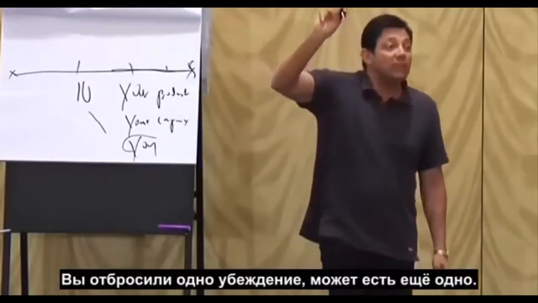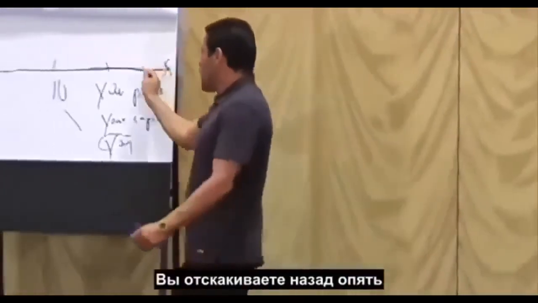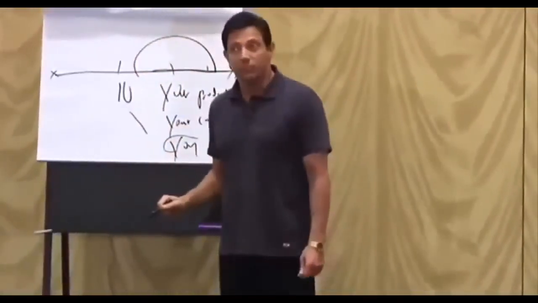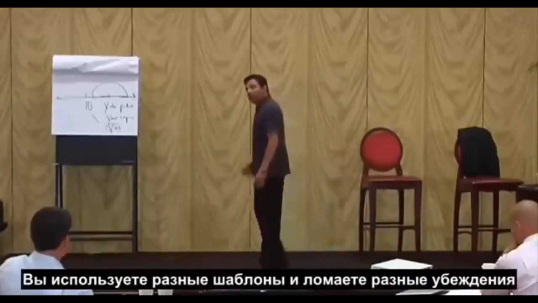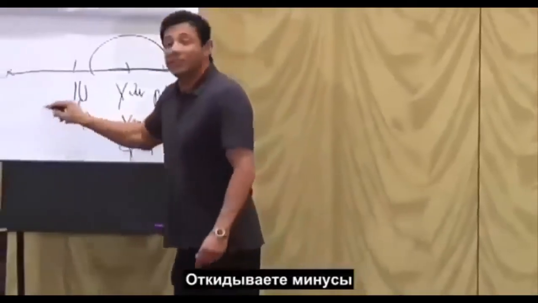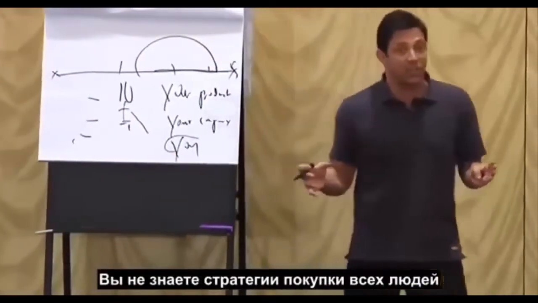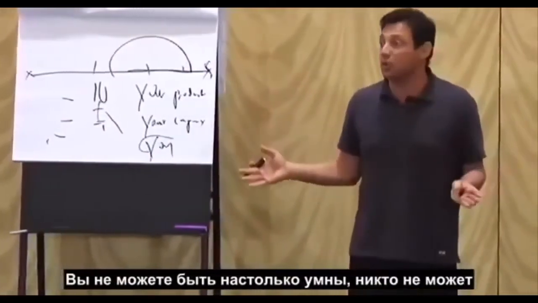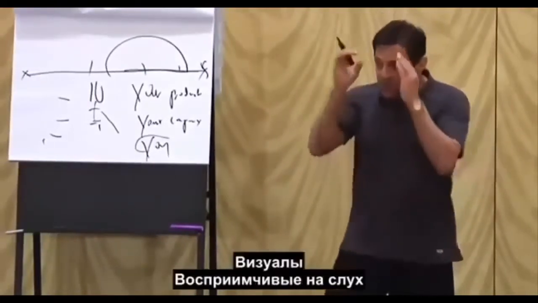You get it? Now that might have been one belief you knocked out, but maybe it's another. So what do you do? Very simple. You loop back again. Okay, you're in a different pattern. You keep running different patterns and knocking out different beliefs and adding on different positives. Knocking out more negatives. You don't know everyone's buying strategy. You can't be that smart. No one's that intuitive. We know basic stuff. I'll show you stuff about kinesthetic people, visual people, auditory.